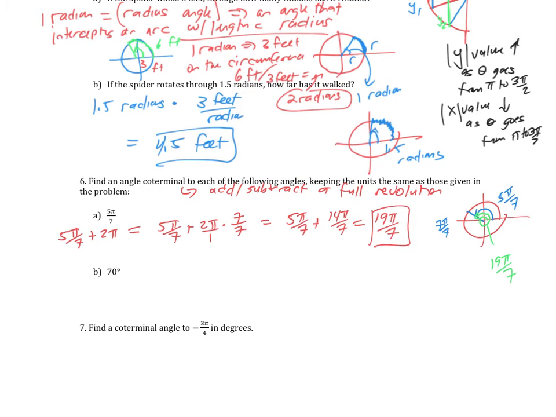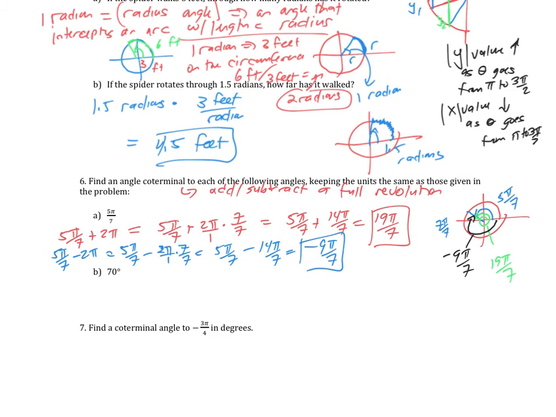The other way we could find a coterminal angle is we could subtract a full revolution. So we'd have 5 pi over 7 minus 2 pi. So that'd be 5 pi over 7 minus 2 pi over 1 times 7 over 7. So it'd be 5 pi over 7 minus 14 pi over 7, which would be negative 9 pi over 7. Those are both coterminal angles. And if we wanted to sketch the negative angle, I'll draw that here. That would mean starting at the positive x-axis and rotating in the negative direction. So this would be negative 9 pi over 7.